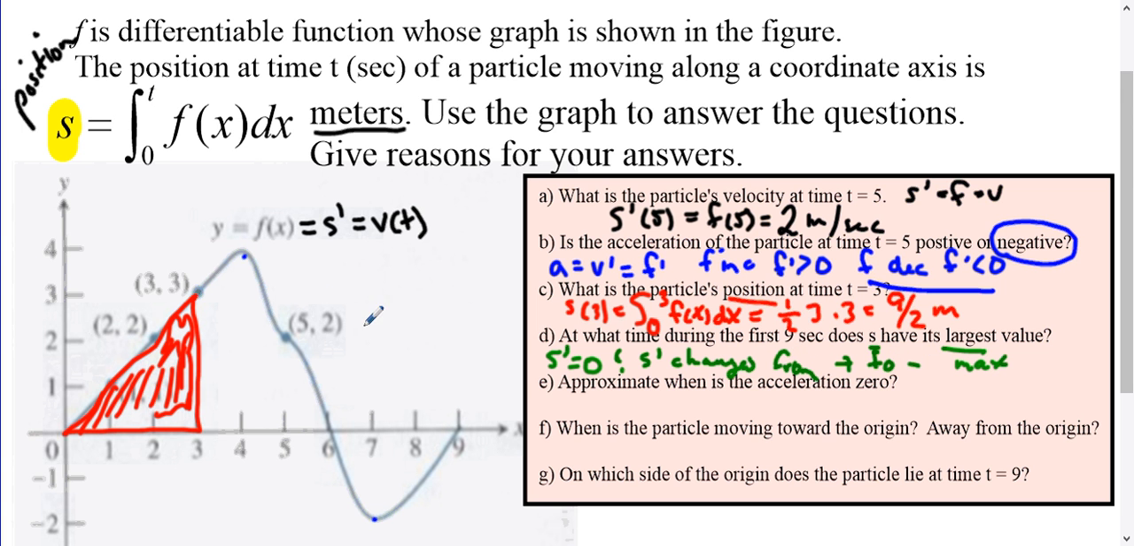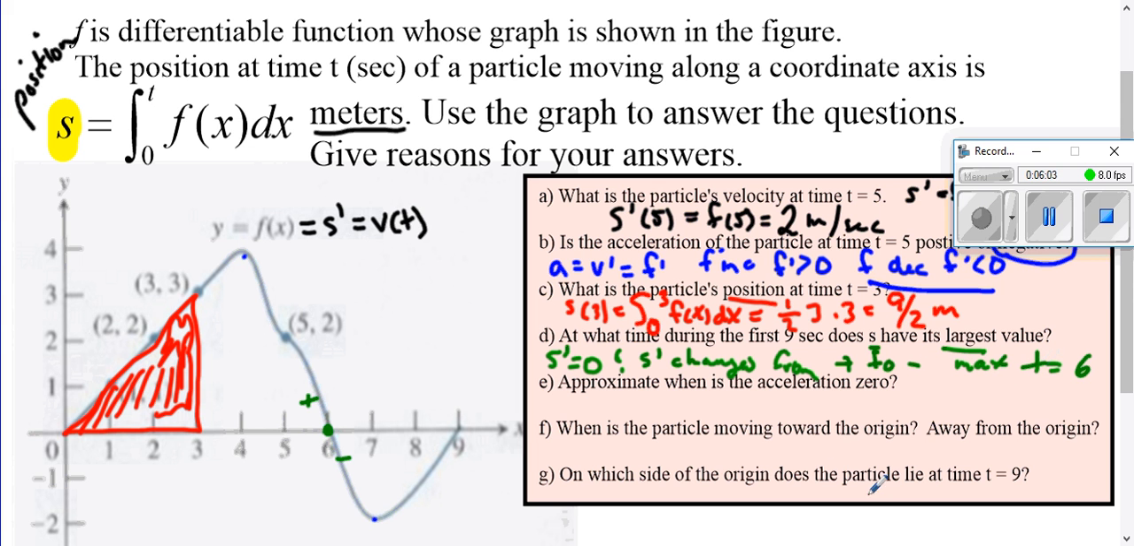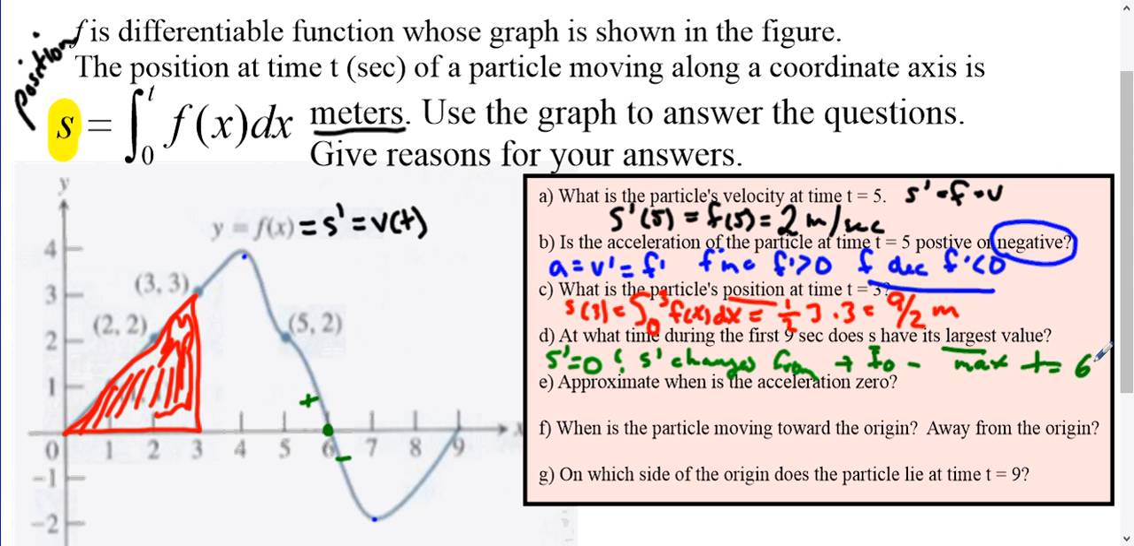All right, now where does this occur? Well, our velocity right here is going to be positive, and here we have our 0. And here it changed from positive to negative. So right here, t equaling 6 is going to be our largest value. Okay, so at t equals 6 seconds, that's where we're going to have our largest value. All right, let's keep on going through and let's see what the next one is.